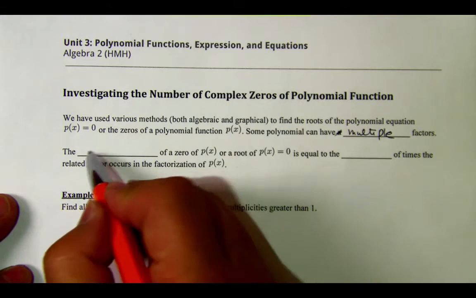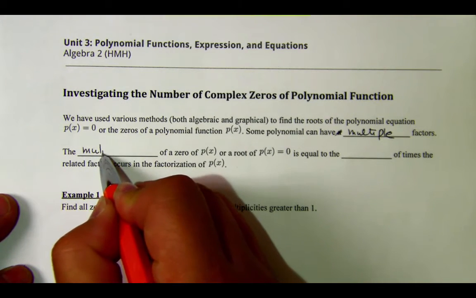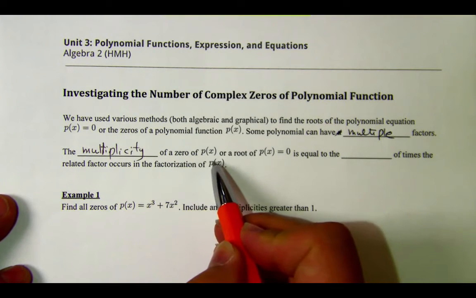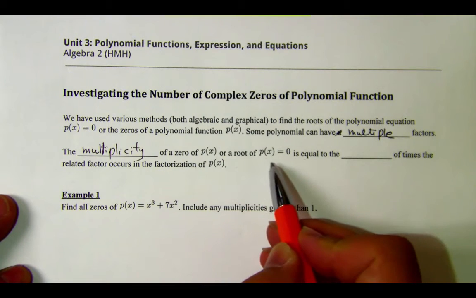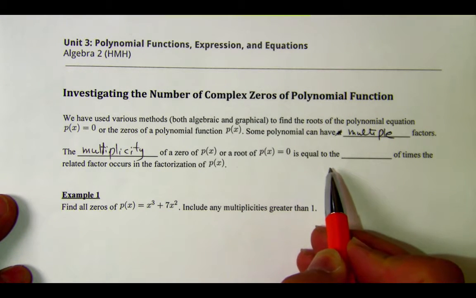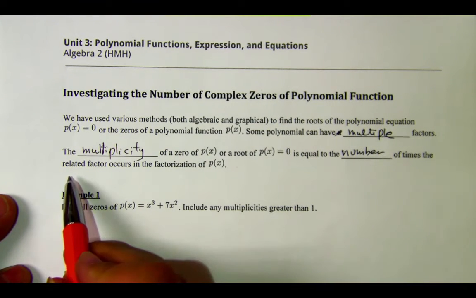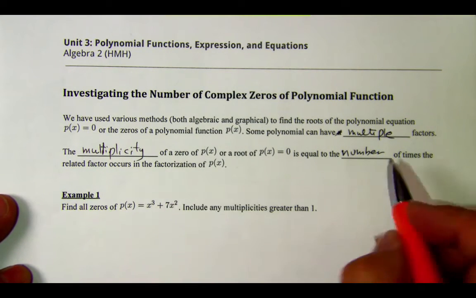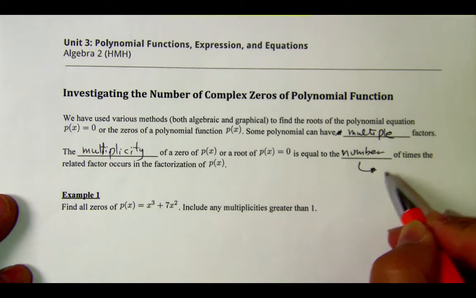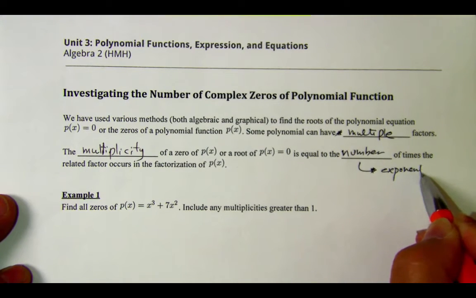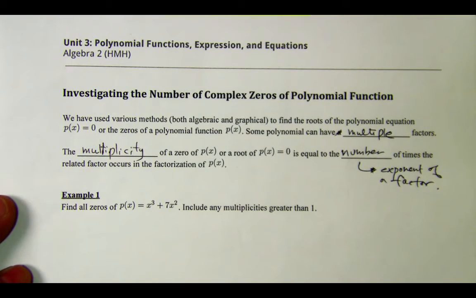And the multiplicity, this is a new word for us, multiplicity of a zero of the polynomial, or the root of p of x equal to 0, is equal to the number of times the related factor occurs in the factorization. And this is usually indicated by the exponent of a factor. Okay? All right, let's go ahead and do an exercise.